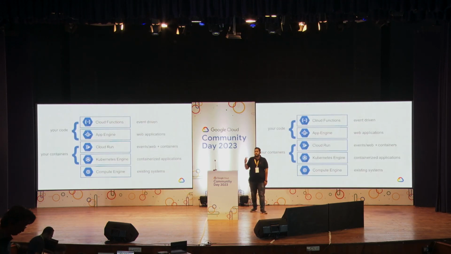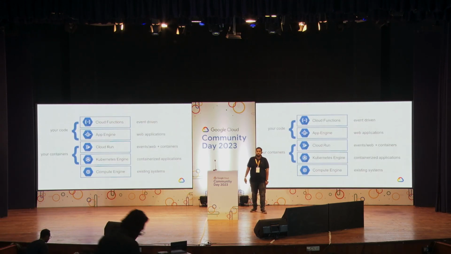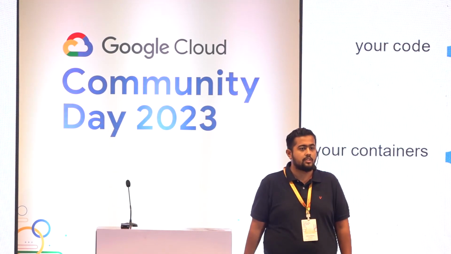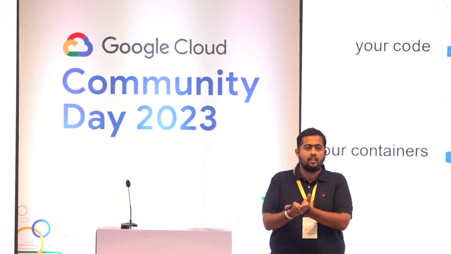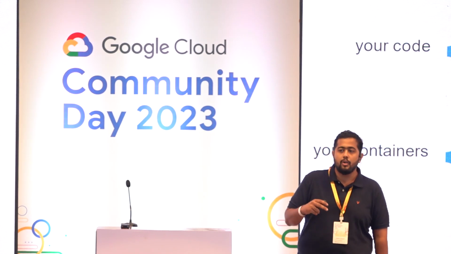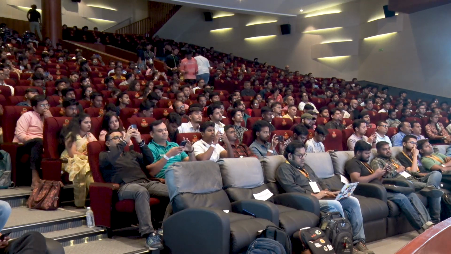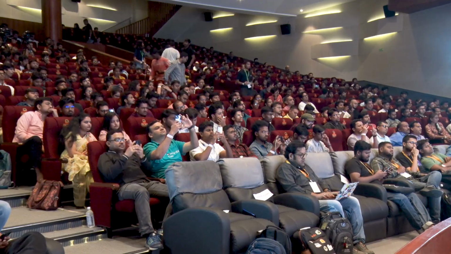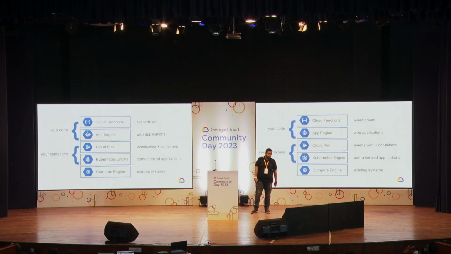These are the few compute services that we have: Cloud Functions, App Engine, Cloud Run, GKE, and Compute Engine. Everyone has earlier named all of these, right? So you know a few things about them, but you don't know when to use what, or what the caveats are, or what you are losing when you use this versus that. That's the main thing we'll talk about.